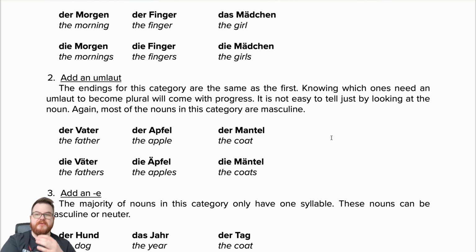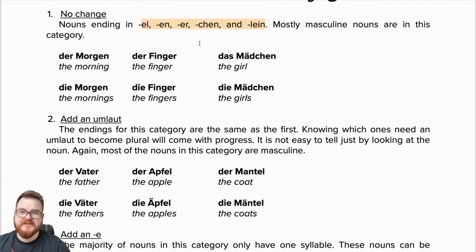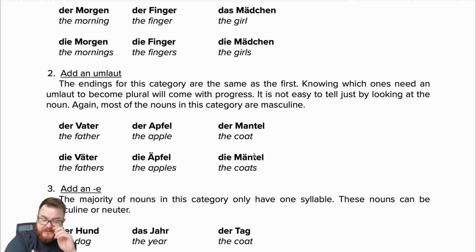Okay, category number 2, we add an umlaut. The endings for these nouns also match the endings above. So, -en, -el, -er, and so on. Knowing which ones need an umlaut to become plural will come with progress. In other words, the more familiar you get with German and the more you read, you'll be able to determine which of the nouns require umlauts and which don't. Unfortunately, we can't just tell by looking at the noun, so it's something you have to learn in practice.